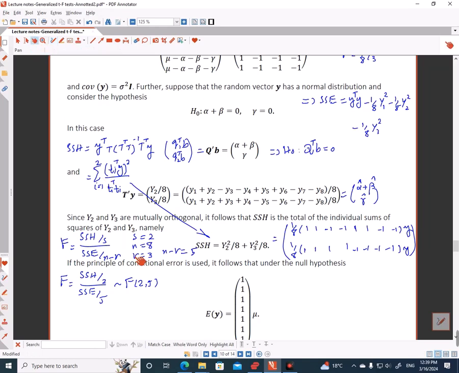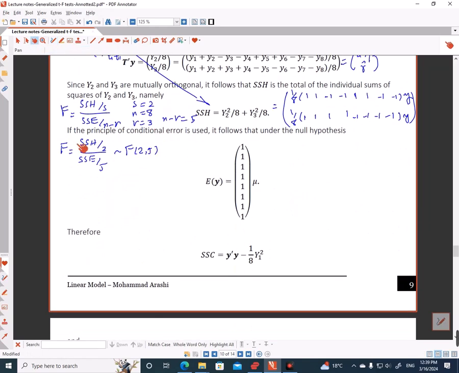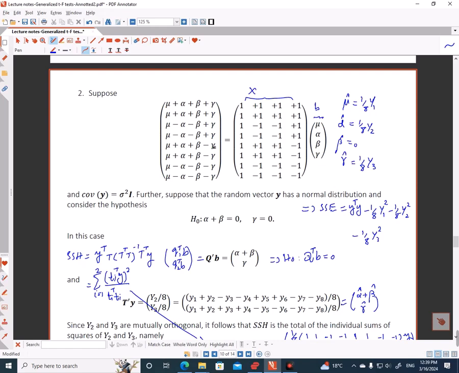But we can use the second method. Now let's see the method of principal component conditional error. The method says that under the null hypothesis, if I go up, I don't want to write it again. Under the null hypothesis, alpha plus beta is equal to 0 and gamma is equal to 0. So this one is 0, this one is 0, this one is 0, this one is 0. If I factorize minus, it is minus alpha plus beta. So alpha plus beta is equal to 0, gamma 0.